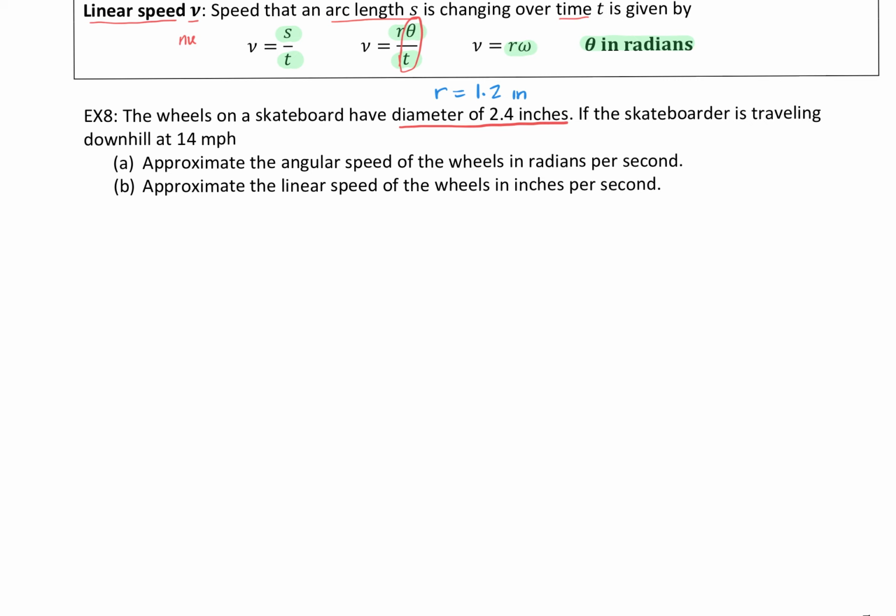A, approximate the angular speed of the wheels in radians per second. Unfortunately, the speed that I was given is in miles per hour. So I see seconds and hours. Those units don't match, so I'm going to have to do some conversions there. And also we have miles, but the radius is in terms of inches. So I have inches and miles. I'm going to have to do some conversions there as well.